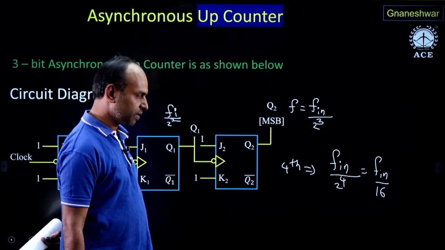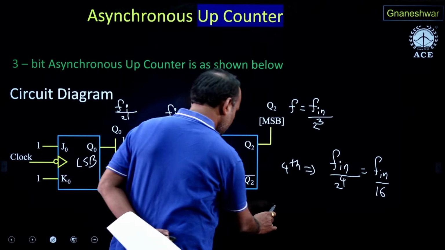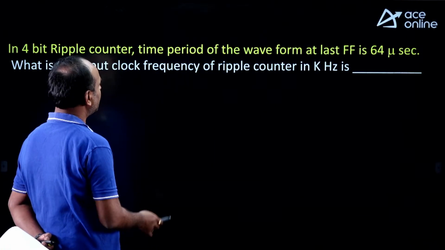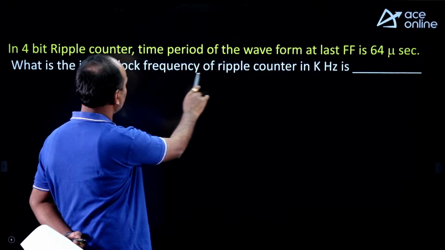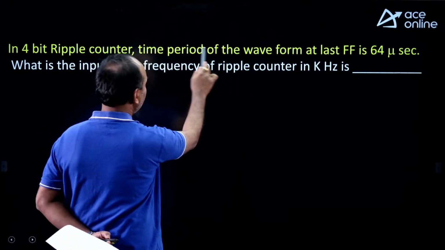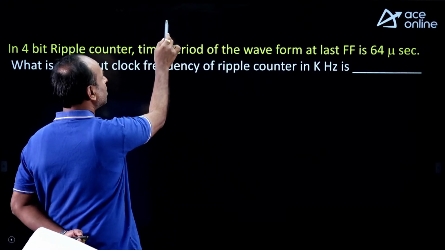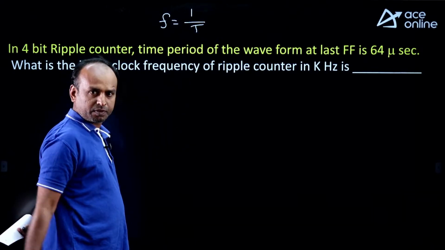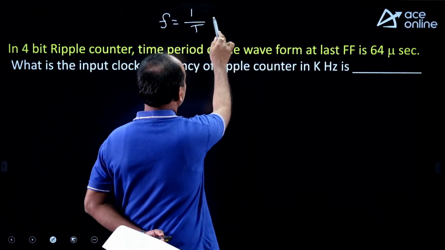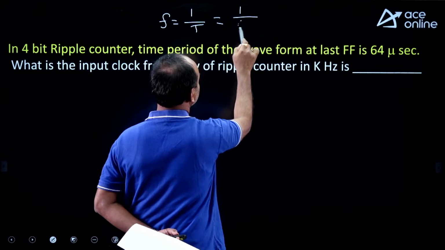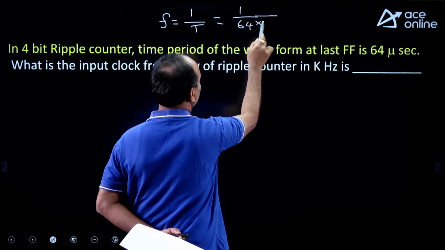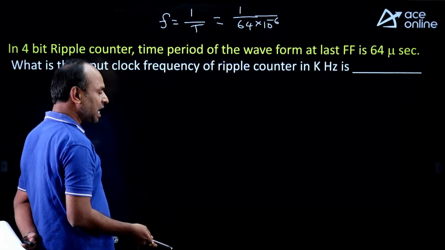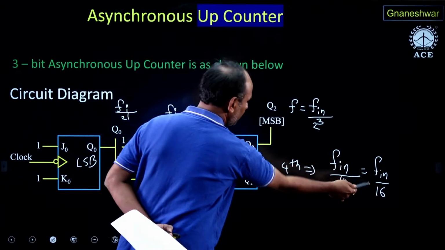This is a frequency. What is the time equal to? The time period, this is the frequency Fin by 16 at the last one. But in the question paper, the time period is given, and we need the input clock frequency. Already we know frequency equals the reciprocal of the time period. Good. What is the time period given? 1 upon 64 microseconds. Microsecond means 10 power minus 6. This is given at the last flip-flop, which from the previous step has frequency Fin by 16.